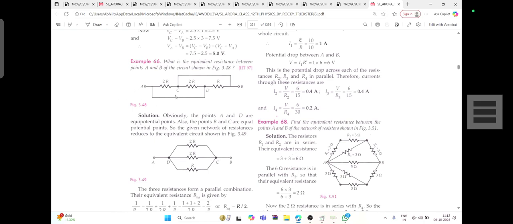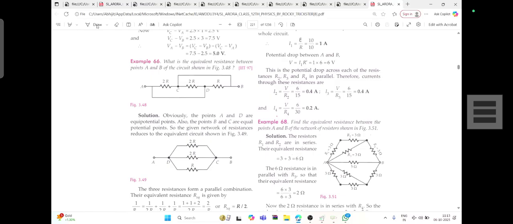Here in this problem, a circuit is given. You can see the question says: what is the equivalent resistance between points A and B in the circuit? That is the circuit.